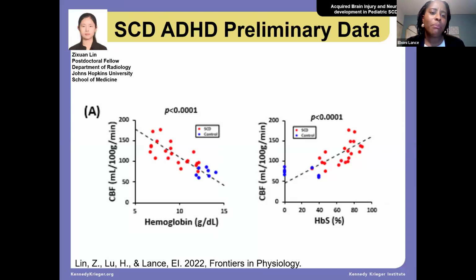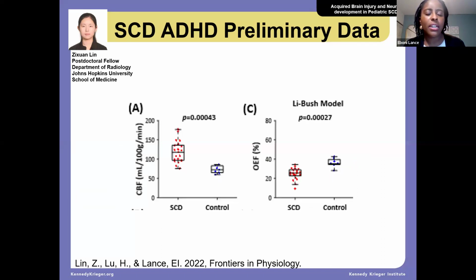And then looking at some of our other preliminary data, and I'll go through this quickly. I'm looking at the time. So we did see, as expected, relationships between cerebral blood flow and hemoglobin in these patients, in both our sickle cell and control patients included in this smaller sample. So as hemoglobin increases, cerebral blood flow decreases. As the percentage of hemoglobin S increases, cerebral blood flow increases. So trying to get more blood flow to those areas that are not getting enough hemoglobin or enough oxygen.